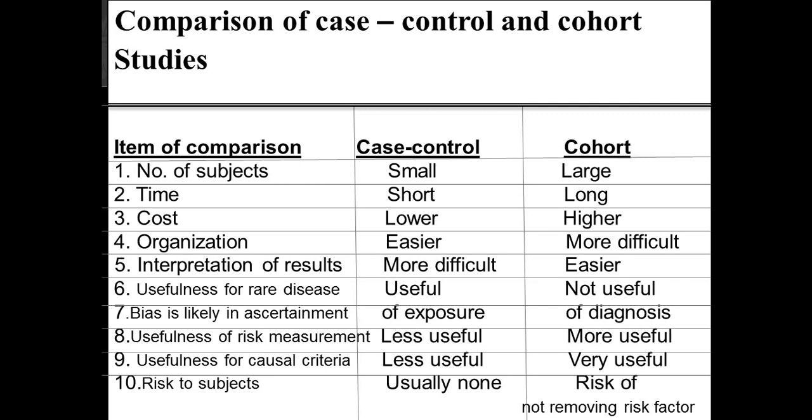And regarding usefulness for rare diseases, a case control study is usually used for rare disease, but a cohort is not used. Bias is likely in ascertainment of exposure in case control, and in cohort the bias appears in diagnosis. Risk measurements are less useful in case control, whereas they are more useful in cohort. Causal criteria are less useful in case control, and very useful in cohort. And the risk to subjects is usually none, apart from the risk of not removing the risk factor.